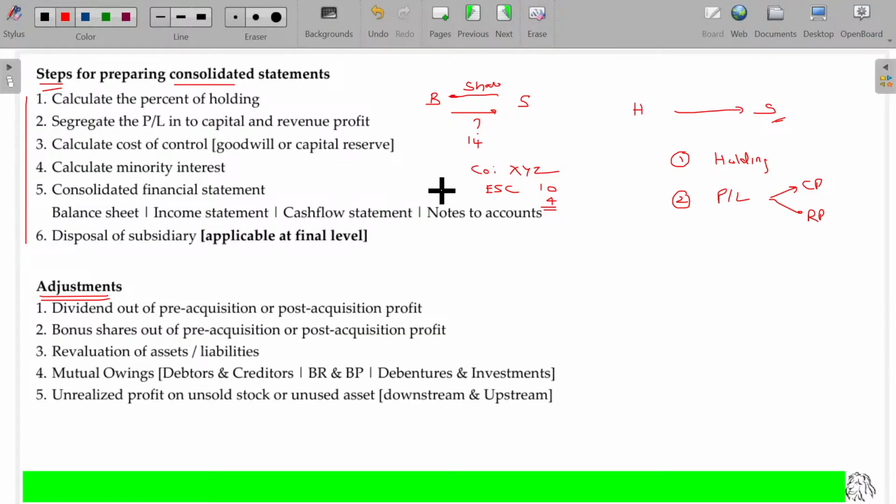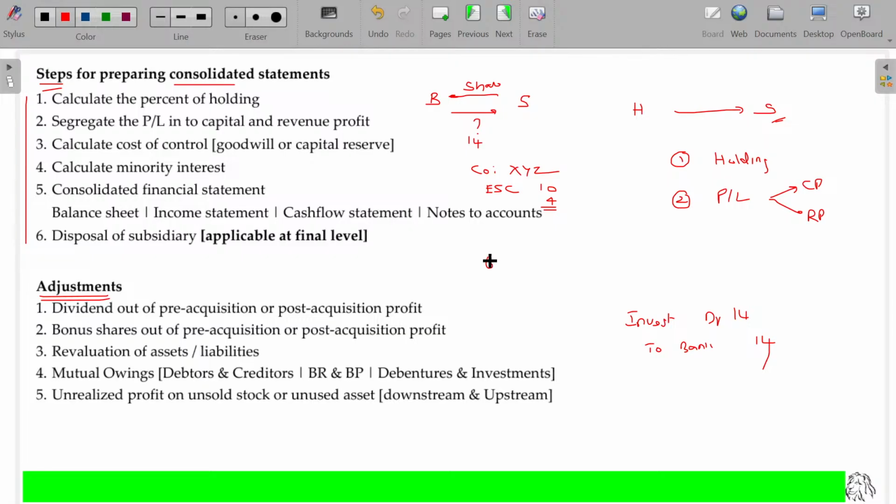What is the journal entry for that? It's only investment, right? So investment account debit to bank. What is the value he paid? 14 rupees.